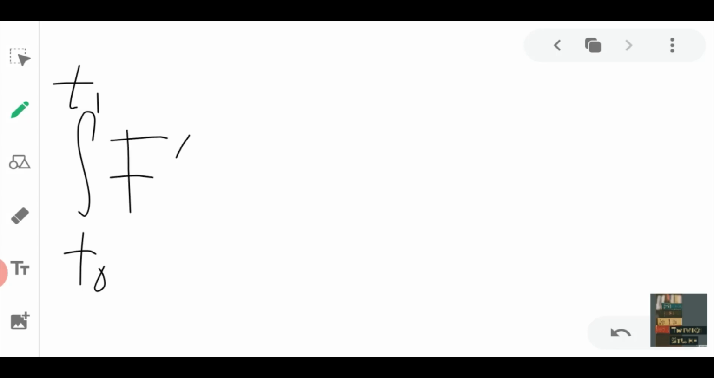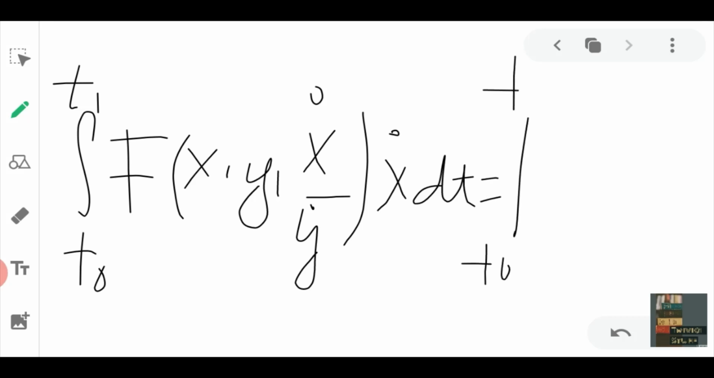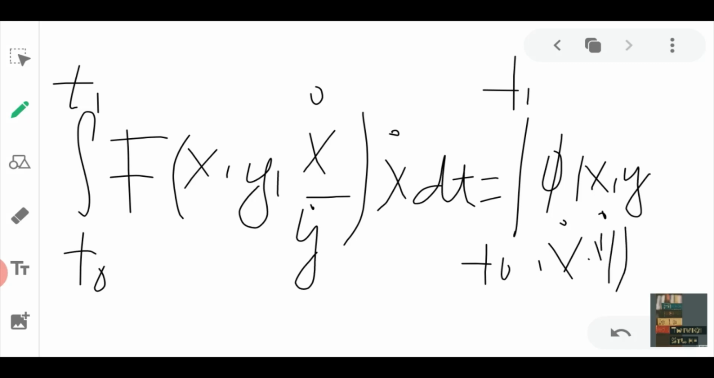Thus we have proved the following, and again recall that the integration from t0 to t1 of f of x comma y, x dot divided by y dot, x dot dt is equal to the integration from t0 to t1 of phi of x comma y comma x dot and y dot dt. So this is actually a y dot.